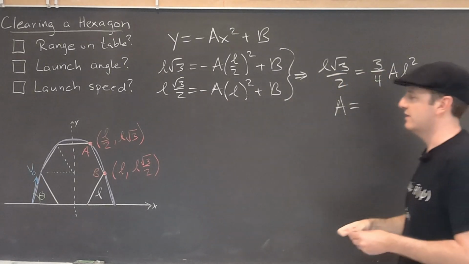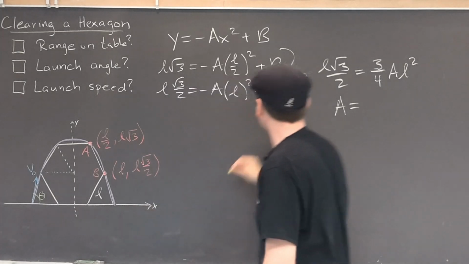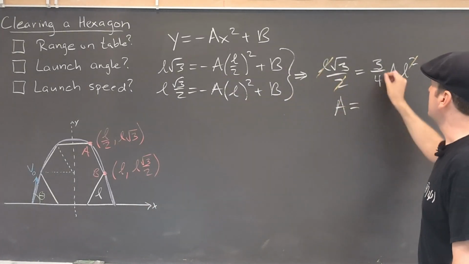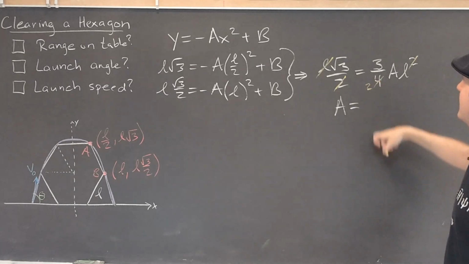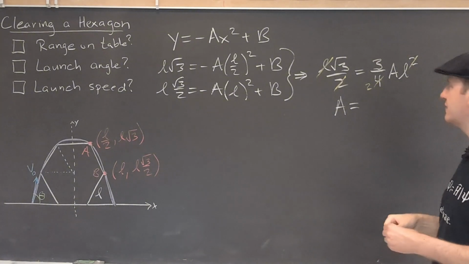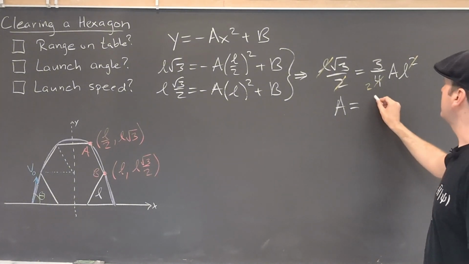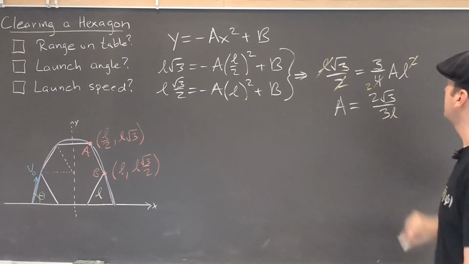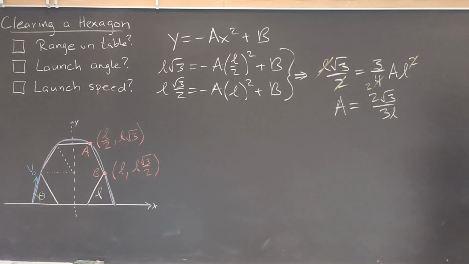An L will cancel on either side. And then we can also cancel a 2 on either side. When I go solve for A, I'll end up with a √3/3, which we can leave like that. And I'll have 2 √3/3 L in the denominator. So that's my value for A.